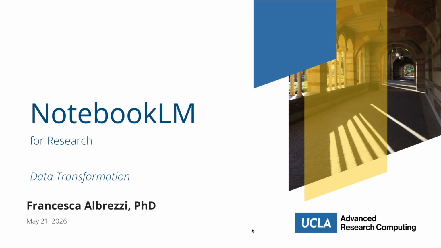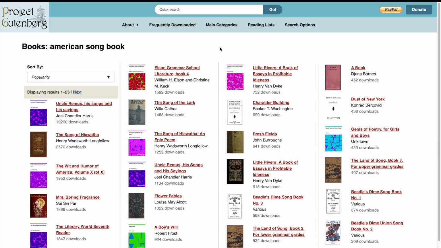In this session, I will show you how NotebookLM can assist in structuring data. We will explore how to take songbooks and transform them into spreadsheets. For this tutorial, visit Project Gutenberg and search for American Songbooks. You'll find the Beadle Dime Songbook, and there's 3 of them here. Songbook number 1, 2, and 3.